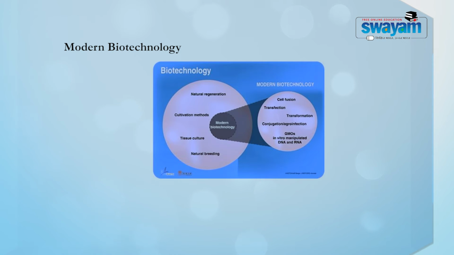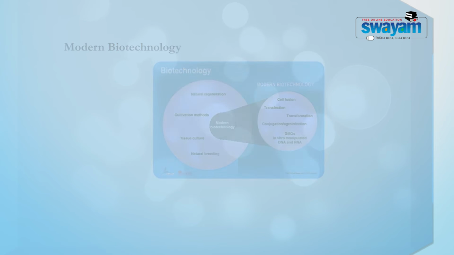The particular figure explains the difference between biotechnology as a whole and modern biotechnology as a subset. In biotechnology as a whole, you have natural regeneration, cultivation methods, tissue culture and natural breeding. And in modern biotechnology, you have cell fusion, transfection, transformation, conjugation, agroinfection, and in case of higher life forms, you have the GMOs, in vitro manipulated through DNA and RNA.